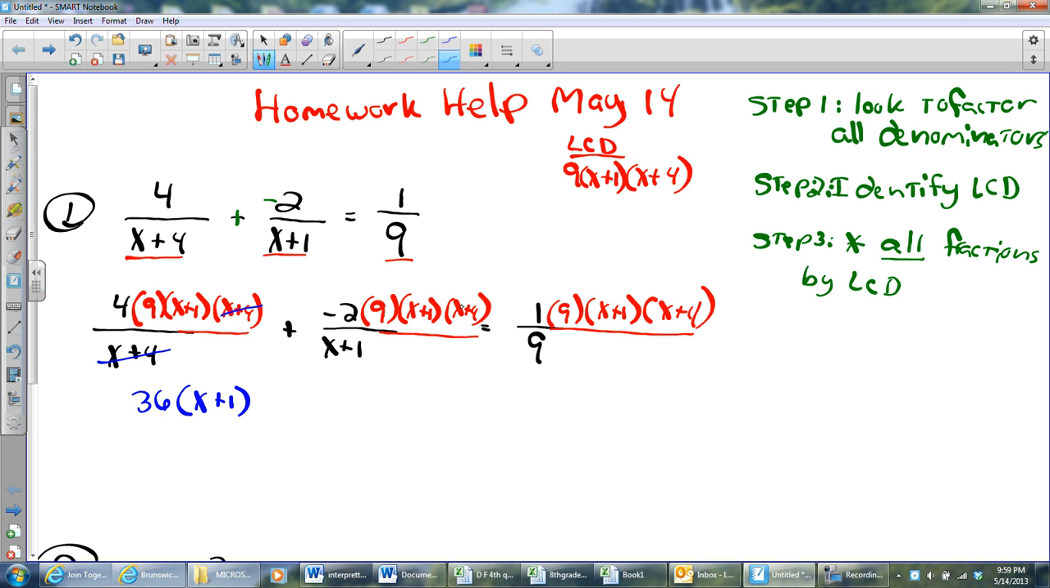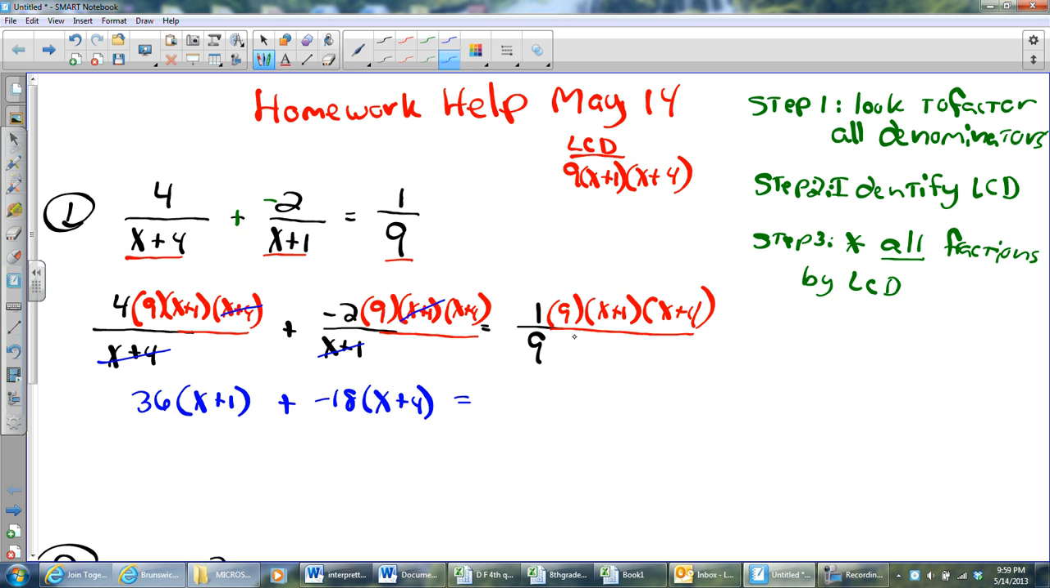Let me go to the second fraction, and my numerator has factors of -2, 9, 1 more than x, 4 more than x. My denominator has a factor of 1 more than x. I repeated 1 more than x, so I can cancel it out. I'm going to multiply these two together and get -18, and that'll be times the quantity of x plus 4.